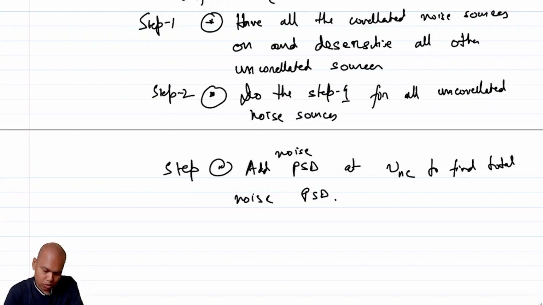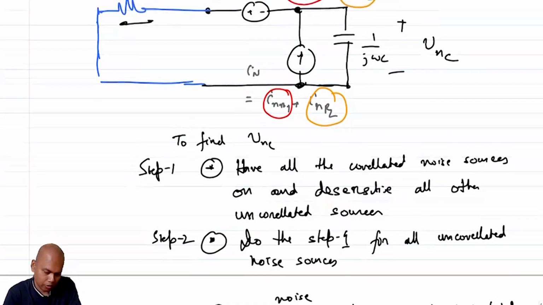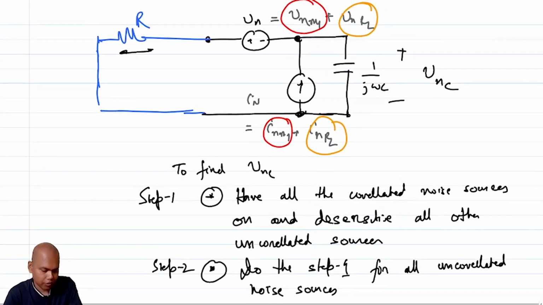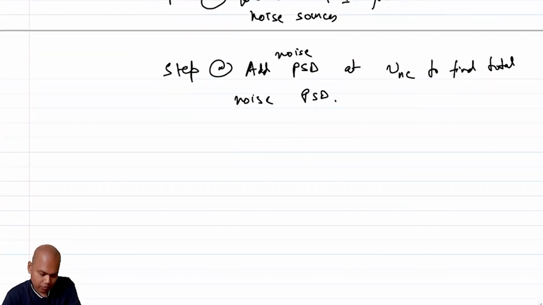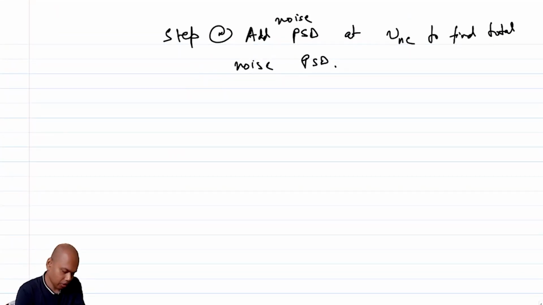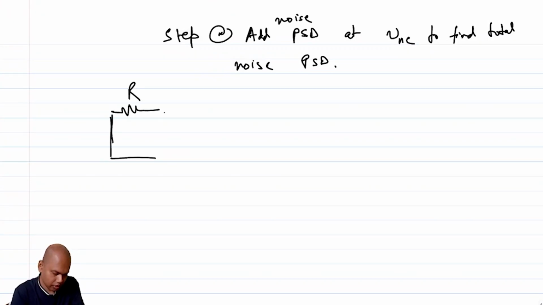Okay, so let's go ahead. First, I said that I'll do the noise from R in the end. So let's do the noise contribution from M1 in the beginning. We have this R. So this is VN1.